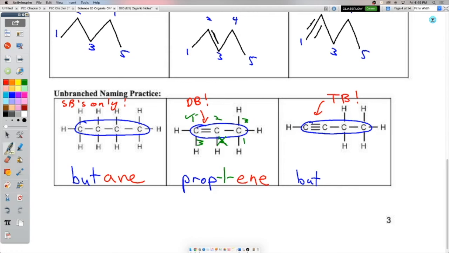So double and triple bonds tell us the ending. Okay, so this is going to be but, and a triple bond gets the ending yne. Okay, last thing we need to say is where is the triple bond? So we could go 1, 2, 3, 4 and have it be on carbon number 1, or we could go 1, 2, 3, 4 and have it be on carbon number 3. Which one should we pick? Right, we should pick carbon number 1, right? That's way better. So this should be but-1-yne.